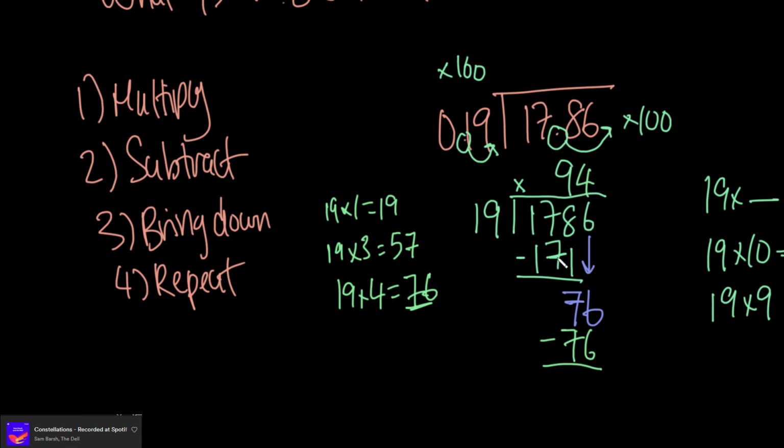Let's check our work. 4 times 9 is 36, so 6. 4 times 1 is 4, plus 3 is 7. The remainder is 0. So our answer here is 94.